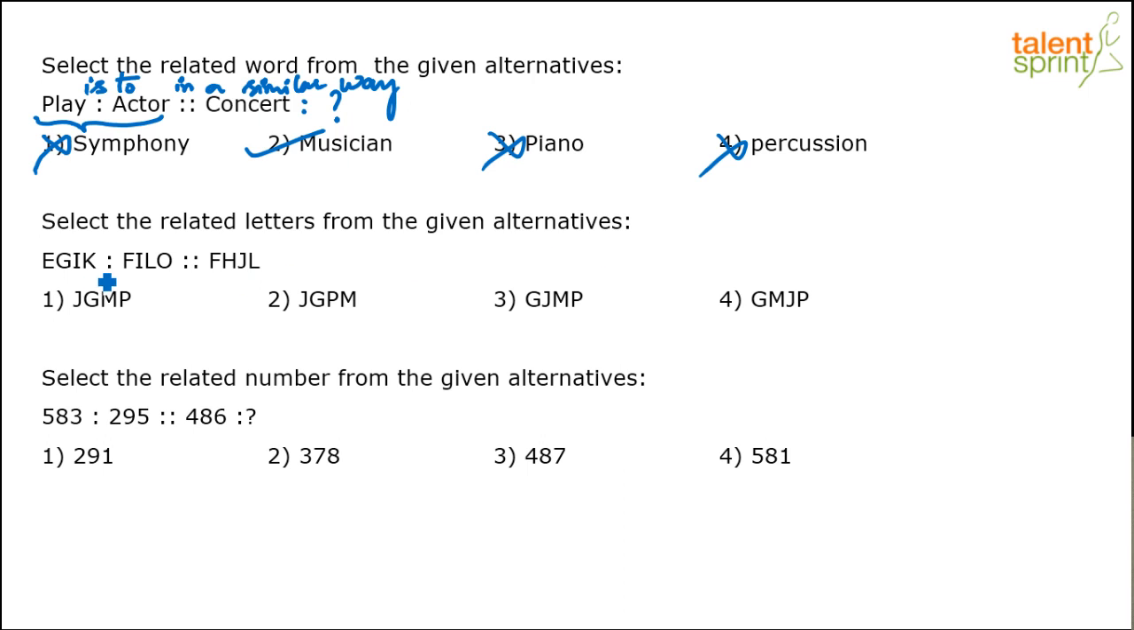Now this also is analogy, but this is letter analogy. The first one was word analogy. Here is the letter analogy. So EGIK, FILO, then FHJL is related to what? Now, try and connect letter by letter. That's the most common logic applied here, right?